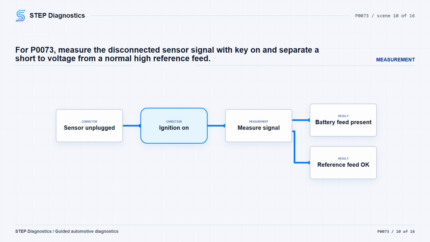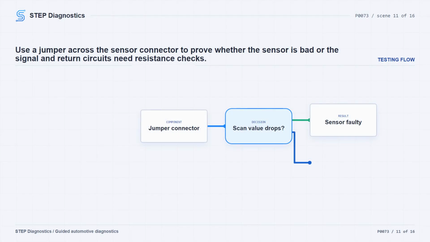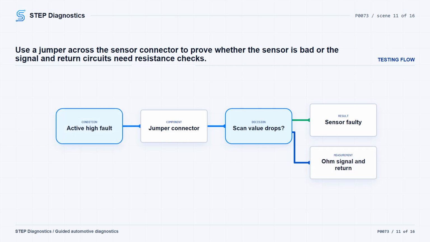Typically, the temperature sensor signal voltage should change to 0 volts on the scan tool with the jumper in place. If voltage data is not available, check that the opposite circuit fault sets with the jumper in place. If that happens, the sensor is faulty. If the voltage does not change to 0 volts or the opposite fault does not set, check resistance in the temperature sensor signal circuit and temperature sensor ground circuit.